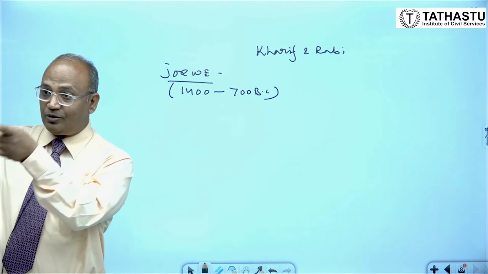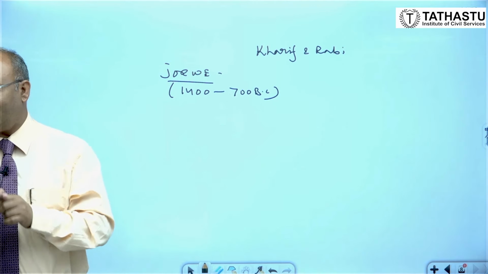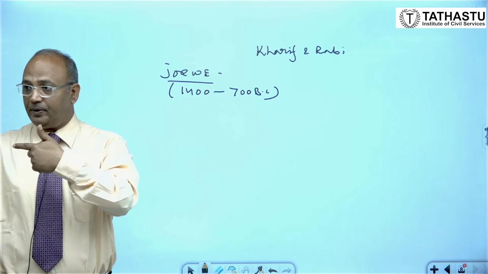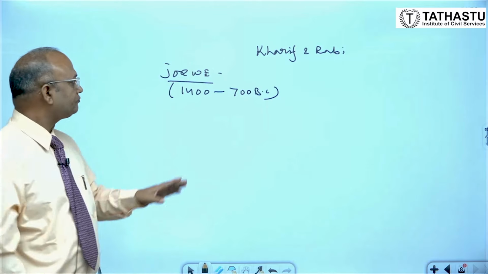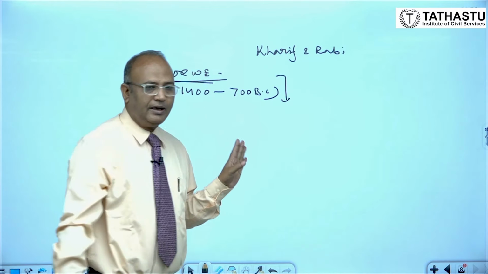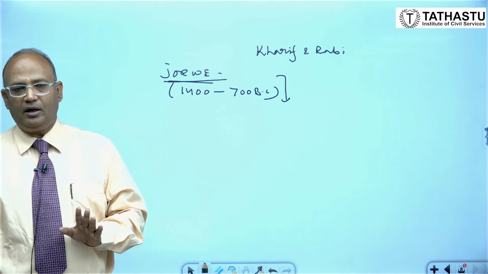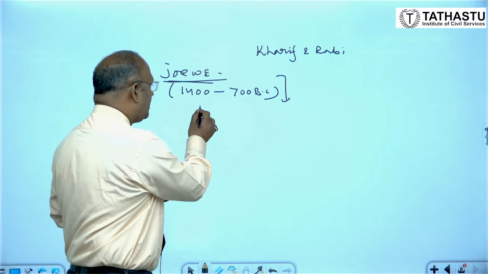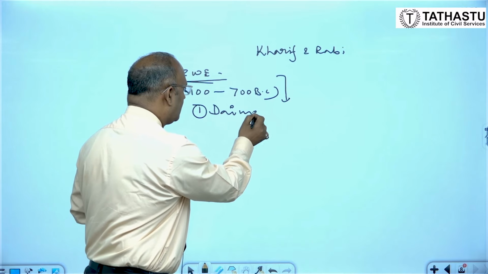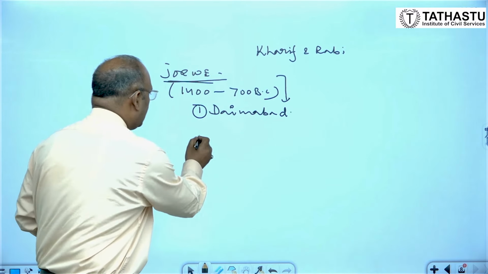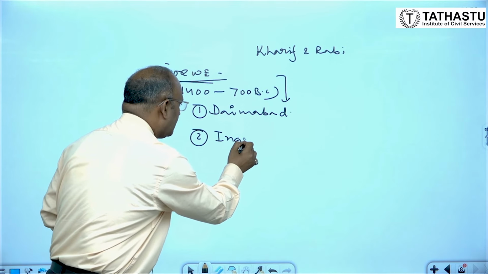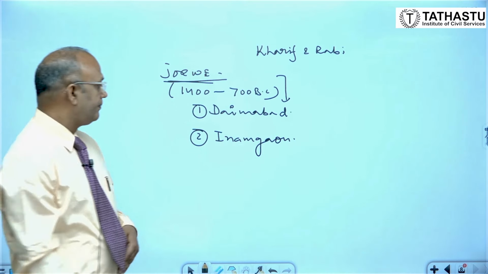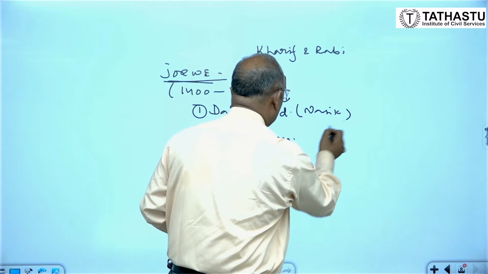So the question can also be asked this way: which of the following statements is incorrect regarding Jorwe culture? Okay. So that you can judge by revision of your copy, you can correlate everything, right? Jorwe culture is highly developed comparatively to all the cultures. We have two important sites associated with Jorwe. Number one, Daimabad. Number two, Inamgaon. It is near Nasik and it is near Pune.